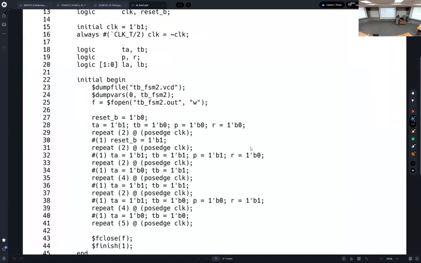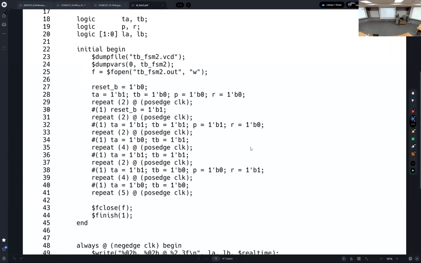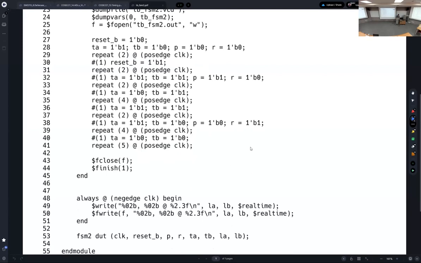So actually I provide the test bench code for your lab assignment, so you can also find that. This is the FSM, right? You can find that at the negative edge of the clock, I monitor the output of your design, right? Okay.